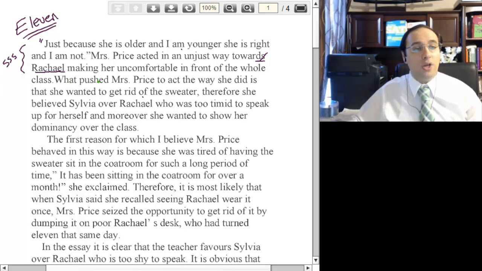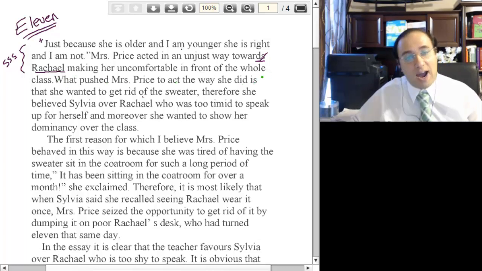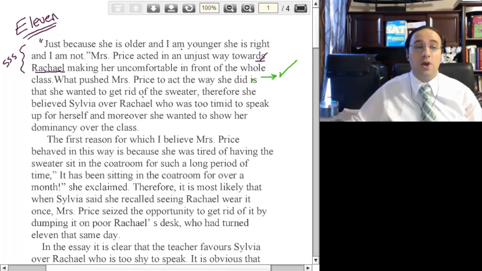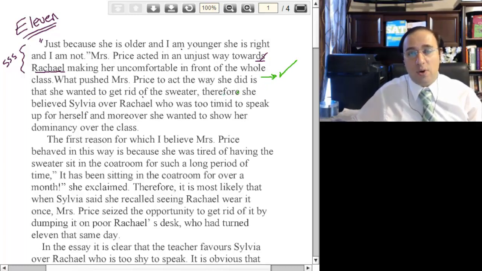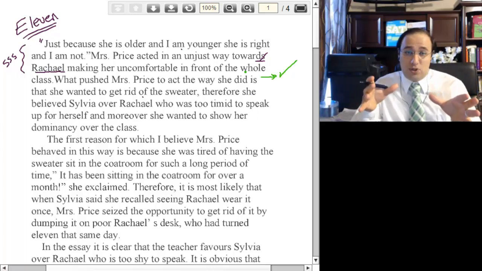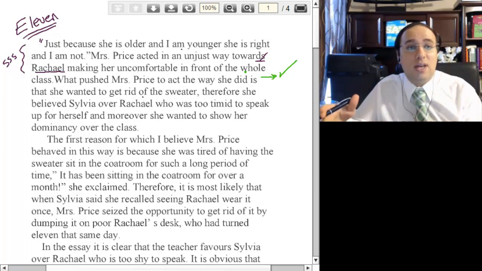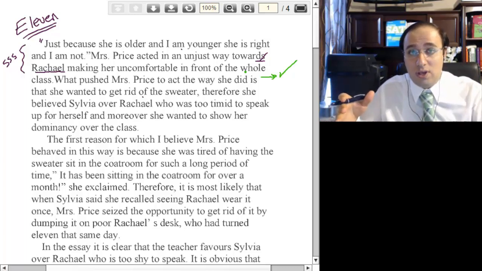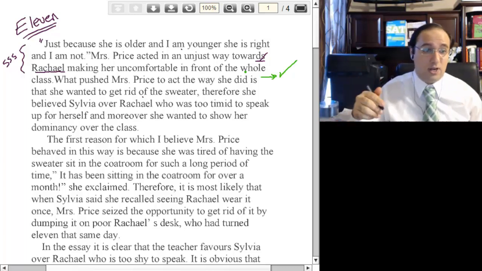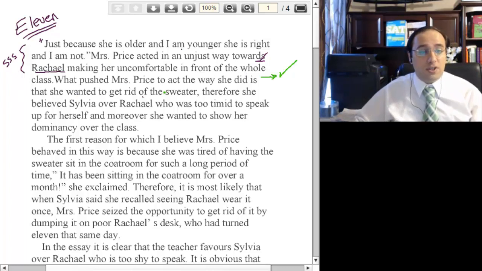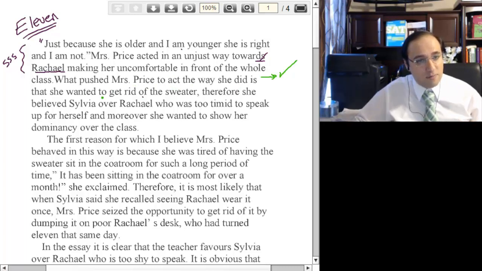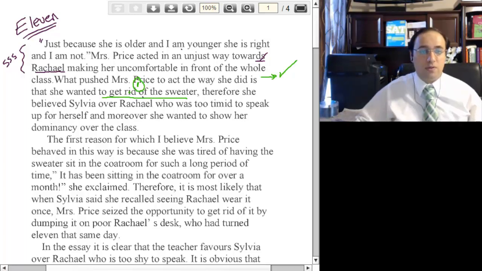Let's see. What pushed Mrs. Price to act the way she did? I really like this because the question was, why do you think Mrs. Price acted the way she did? So you're actually answering the question using words very similar to the question, which keeps the reader focused on what you're writing, and you're forcing the reader to take note that this is actually the answer to the question because you're using the same words. So that's a good idea. That she wanted to get rid of the sweater. So what pushed Mrs. Price to act the way she did is that she wanted to get rid of the sweater. So I believe that this is the first reason that she wanted to get rid of the sweater.